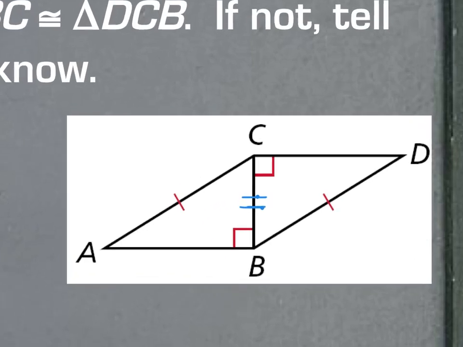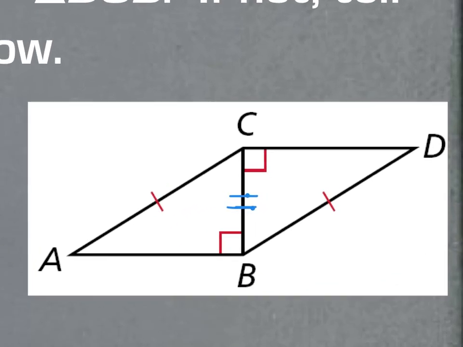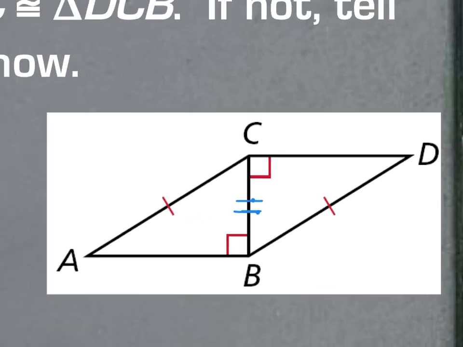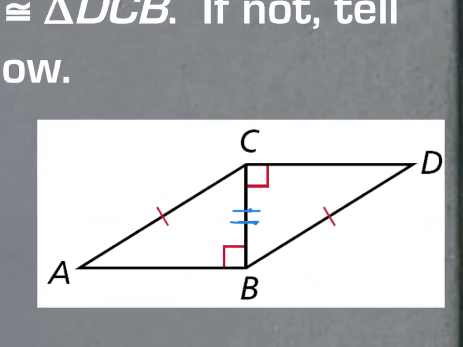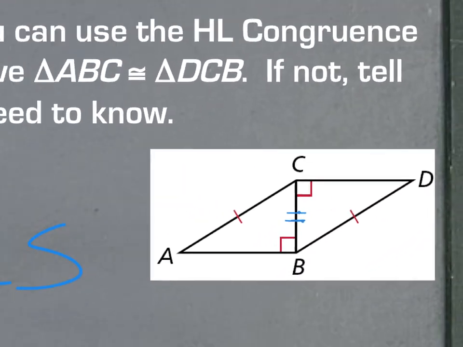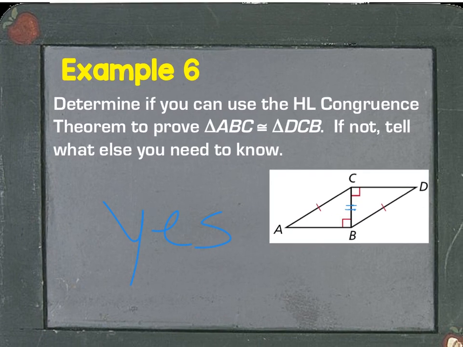And how do we know that these two legs are congruent? The reflexive property. Oh, reflexive. I heard something else. Okay, so that is 4.6.